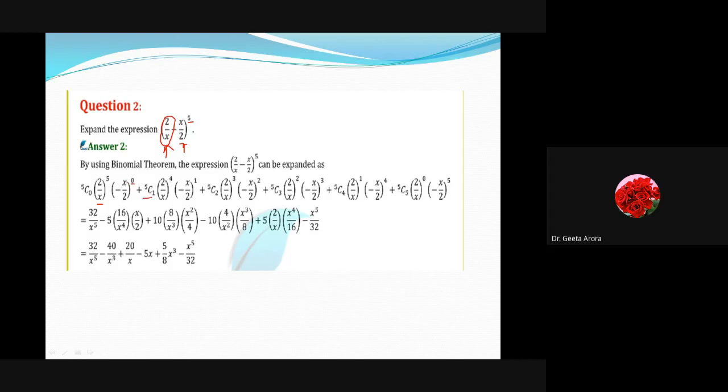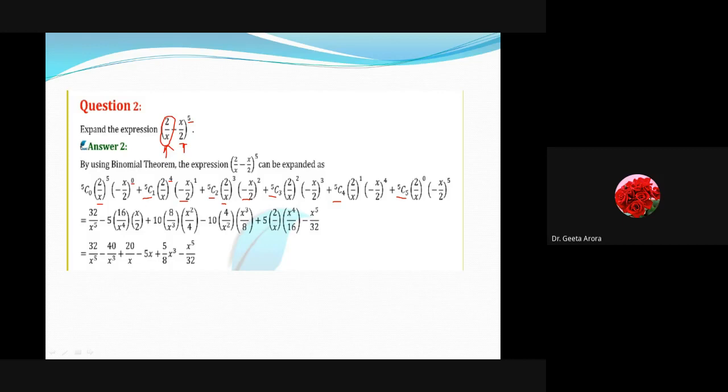Then nC1, x raised to power 4 and y raised to power 1. Then nC2, x raised to power 3, y raised to power 2. The sum is 5. Then 5C3, 5C4, and in a similar manner 5C5. And here you need to simplify the things accurately, and nothing more is to be discussed here.